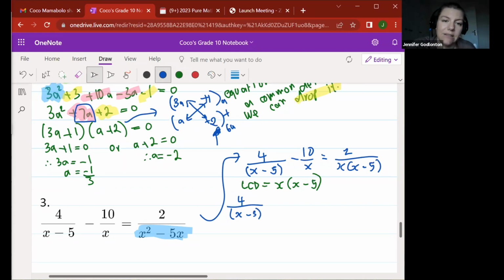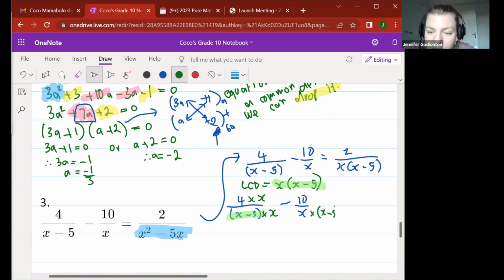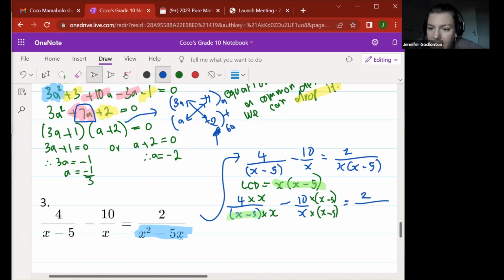What is missing in this denominator compared to our LCD? Good, it doesn't have the x. So we're going to multiply that by x. But remember, what we do to the bottom, we have to do to the top. Now we're going to write our next one. We've got this minus 10 over x. What is missing in that denominator compared to our LCD? Good, the x minus 5. So we're going to multiply that by x minus 5, and we do whatever we do to the bottom to the top. And that is equal to 2 over x minus 5.